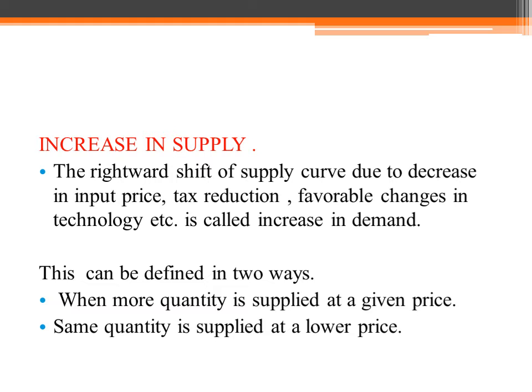For example, when the price of input decreases, when the tax decreases, or when favorable changes happen in technology, it causes a rightward shift of the supply curve. That is called increase in supply, and it can be defined in two ways. More quantity is supplied at a given price, or the same quantity is supplied at a lower price.